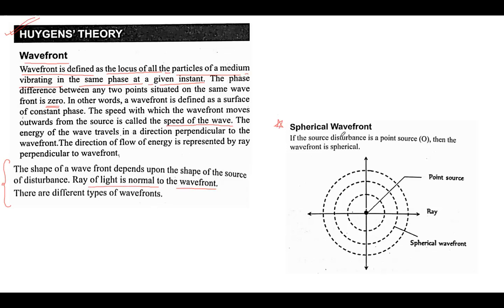Now, the first one, spherical wavefront. If the source of disturbance is a point source O, then the wavefront is spherical. So if there is a point source, a spherical wavefront forms all around it, and this spherical wavefront travels outward in this direction. The energy is perpendicular to it, so energy travels in the radially outward direction, and this is our spherical wavefront. So if there is a point source of light, the wavefront is always spherical.